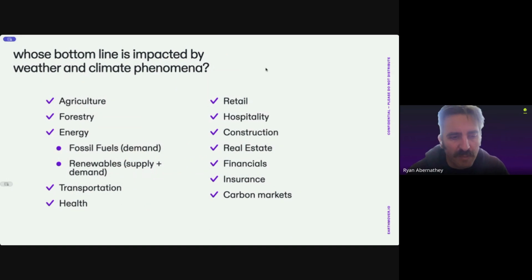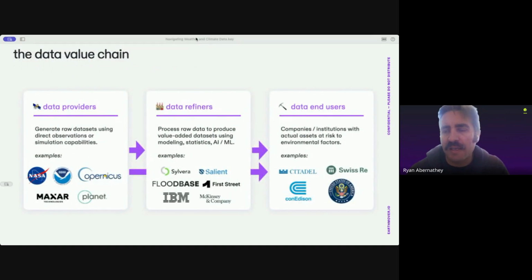So one way we like to think about how folks can do that is through the data value chain. Right? This is another framework we've developed that really helps us think about how different types of organizations are interacting with weather and climate data. And of course, this is a simplification, but it's turned into a useful framework for us to think about this landscape, right? So weather and climate data ultimately are originating with data providers, folks who are generating raw data sets, either using simulations or direct observations.